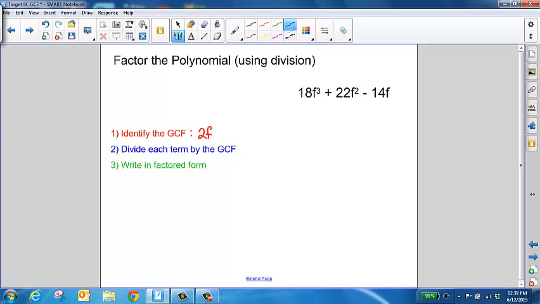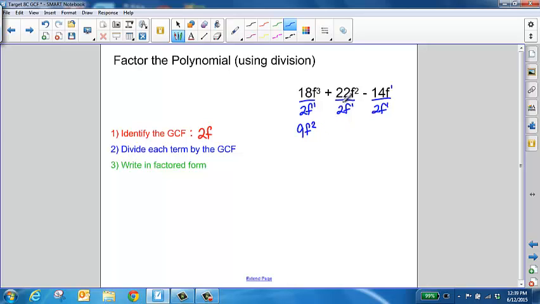Now the next step is to divide each term by that greatest common factor. So we're going to take each piece of this polynomial and divide by 2f. Now 18 divided by 2 is 9. And remember that this is really an f to the first. So f^3 divided by f^1 is f^2. Remember that we subtract those exponents.